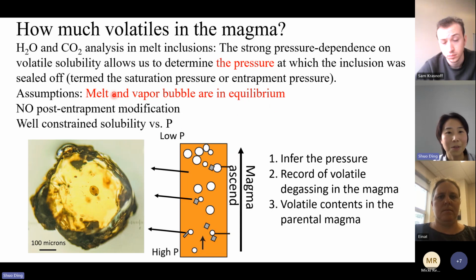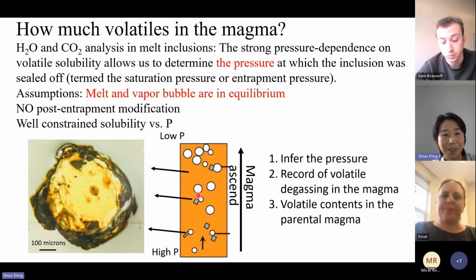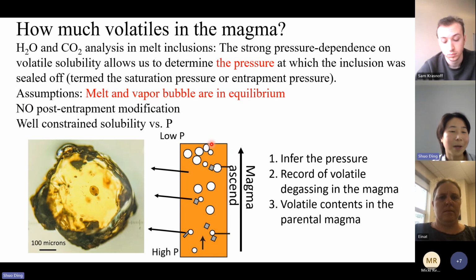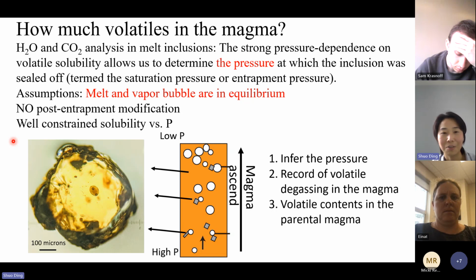The first, of course, is the big condition that we assume they actually reach equilibrium. The second is that the melt inclusion is really preserving the information at the time when it was entrapped, so there is no post-entrapment modification, which is usually not the case. That's why it involves a lot of corrections. One of the big modifications regarding CO2, which we will talk about later, is the little vapor bubble inside the melt inclusion. The third requirement is that we need to know very well how solubility changes as a function of pressure.